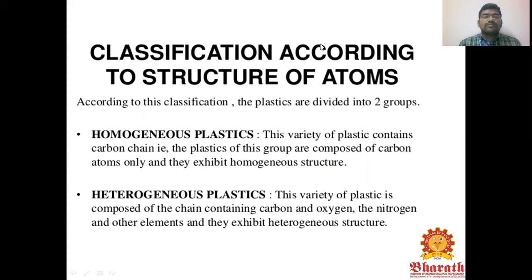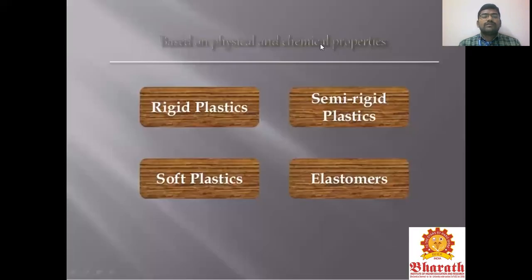The homogeneous means a variety of plastic contains a carbon chain. That plastic is composed of carbon atoms only and exhibits a homogeneous structure. Only one common carbon atom is present. This is the homogeneous. Heterogeneous means a variety of plastics composed of a chain containing carbon and oxygen and nitrogen and other elements. They exhibit the heterogeneous structure. There are different types of atoms or molecules present in these plastics, called heterogeneous. There are two different types of polymer: the homogeneous and heterogeneous plastics.